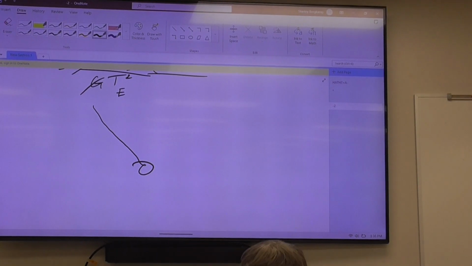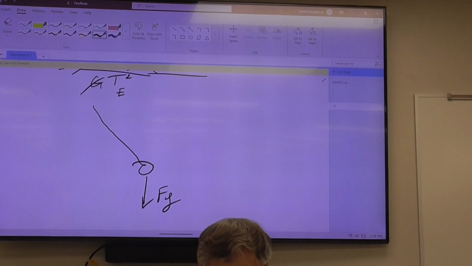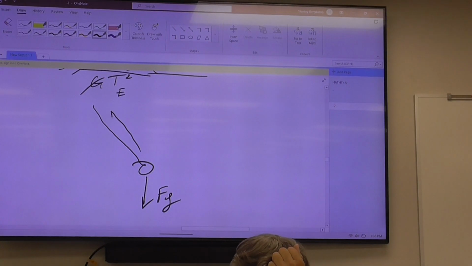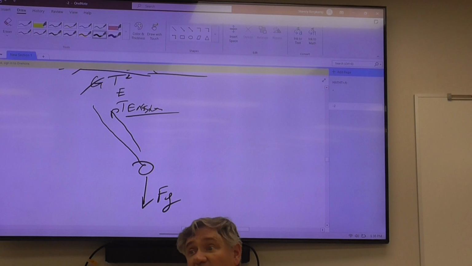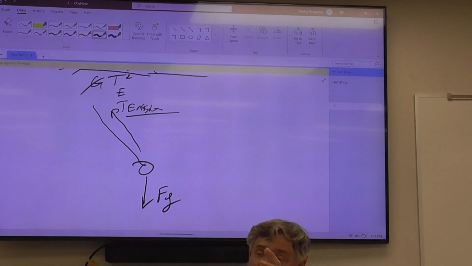Gravity. Gravity is going to be pulling it straight down. And? Centripetal force. Nope. Thanks for playing. Tension. That's it. You're welcome. Okay? Tension. There's nothing else. Okay? There's no squirrels pushing it. There's no wind. There's no air resistance. That's it. Okay? Now, don't confuse forces with components of forces.